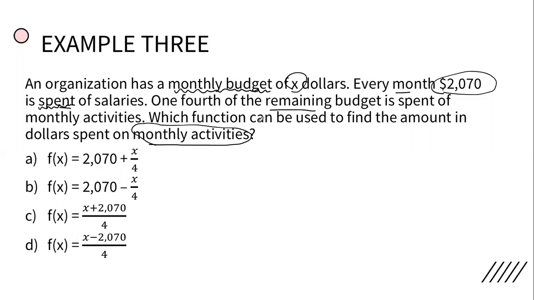An organization has a monthly budget of X dollars. Every month, 2,070 is spent on salaries. Well, you started with X number of dollars. 2,070 of it is spent in salaries. 1/4 of the remaining budget is spent on monthly activities. Which function can be used to find the amount in dollars spent on monthly activities?